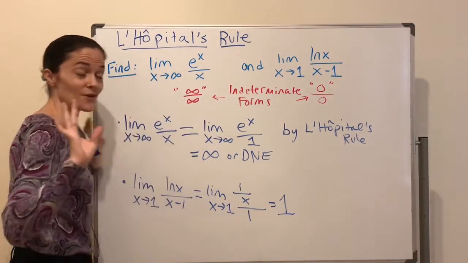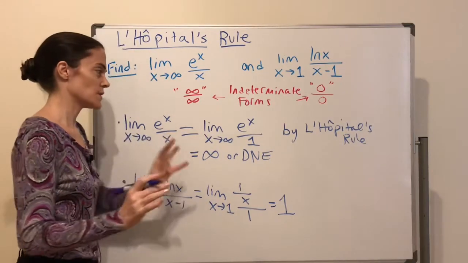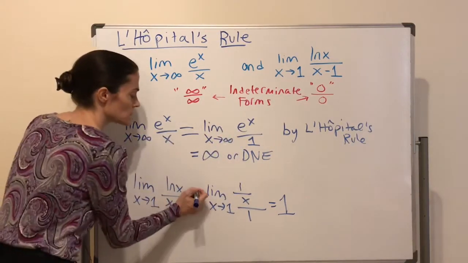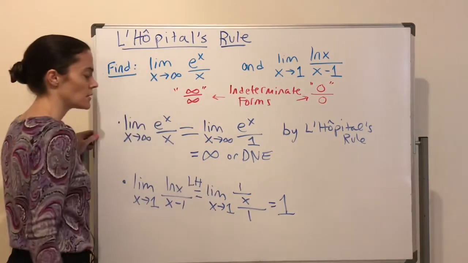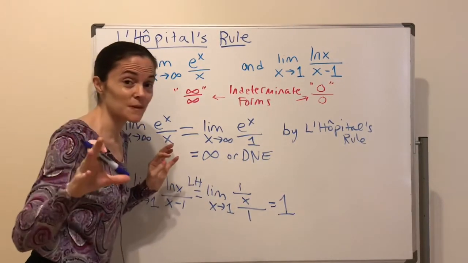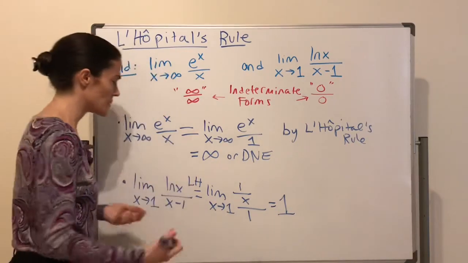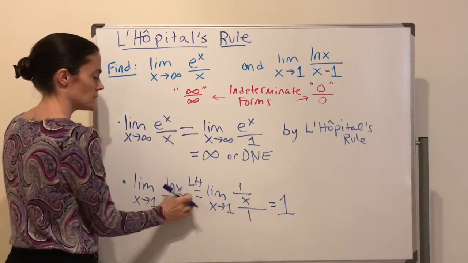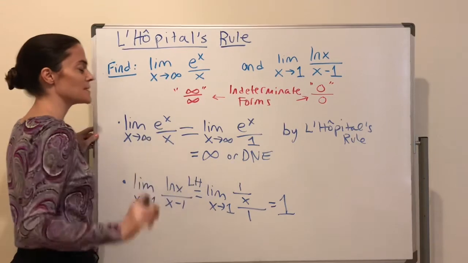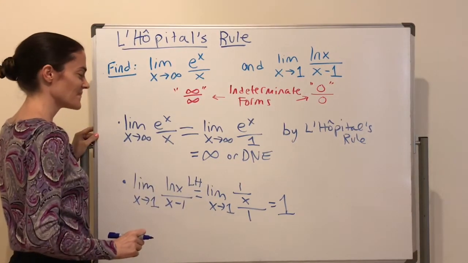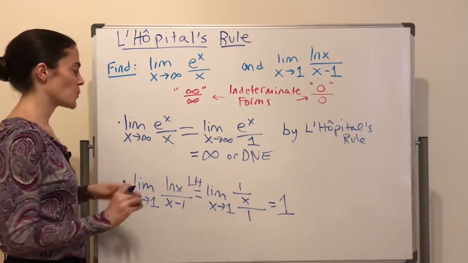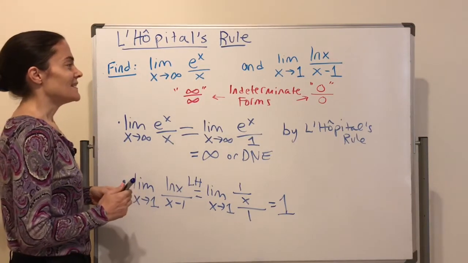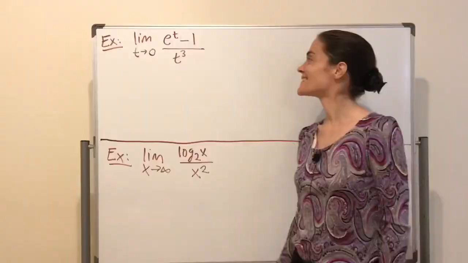Now, I'll show you the other way that you could illustrate that you've used L'Hopital. I have seen it like this: you put an LH on top of the equal sign where you have used L'Hopital. You see, this step from here to here was L'Hopital's rule. Okay, so this limit exists, and it is 1. Now let's do some more examples.